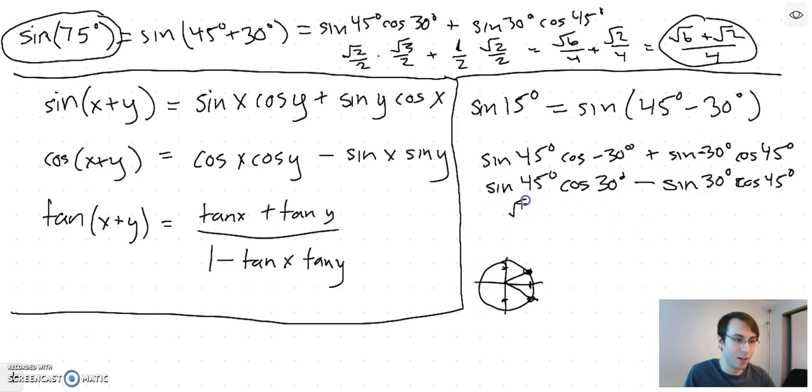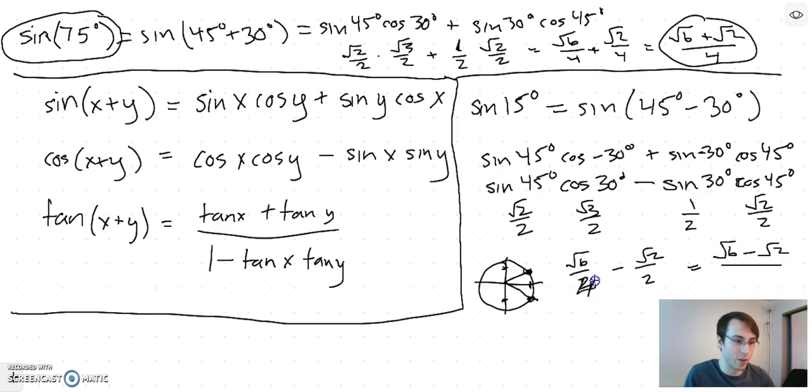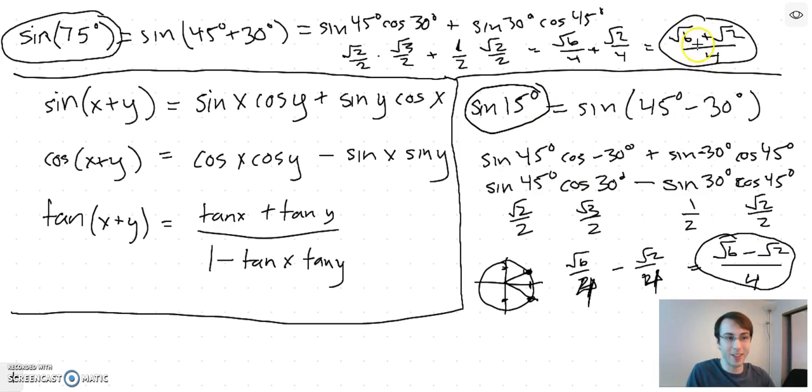Okay, and then that's root 2 over 2, that's root 2 over 2, that's 1/2, and that's root 3 over 2. So that is root 6 over 4 minus root 2 over 4, which is root 6 minus root 2 over 4. It looks pretty similar, right? Except you're adding here, subtracting here. So that's how you deal with subtracting angles. You just take the negative angle and carry it through, and simplify however you want.